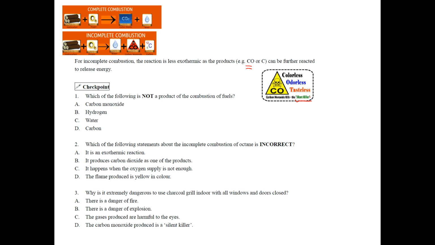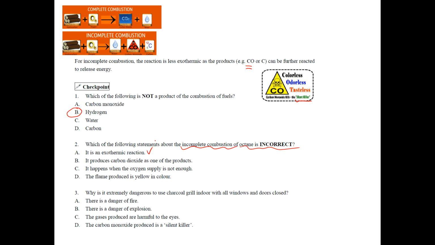Which of the following is not a product of the combustion of fuels? So it will be B, very obvious. Question 2. Which statement about the incomplete combustion of octane is incorrect? Firstly, it's exothermic, that's correct. Even for incomplete combustion, even though the energy release is less compared to complete combustion, it is still an exothermic reaction, so it's correct. B, it produced carbon dioxide as one of the products.